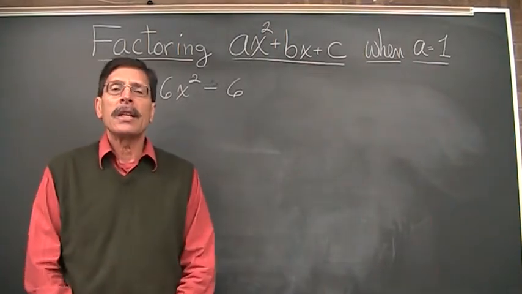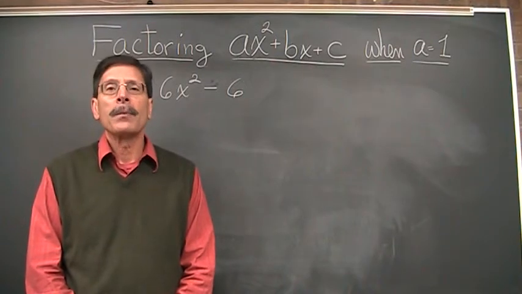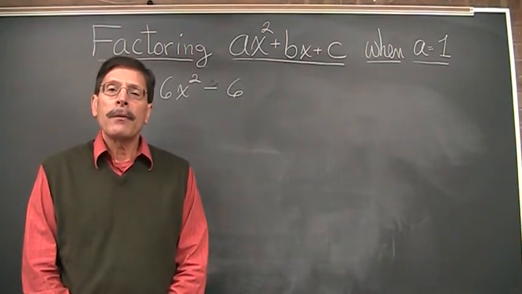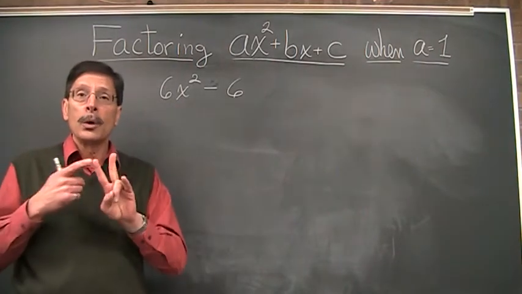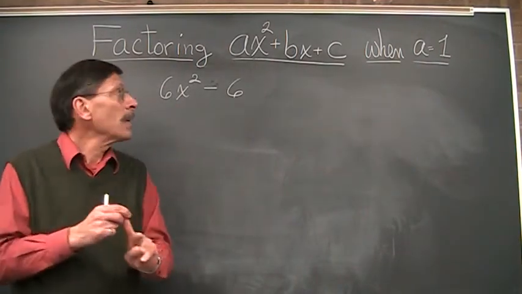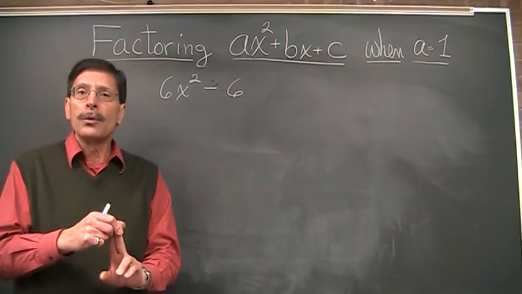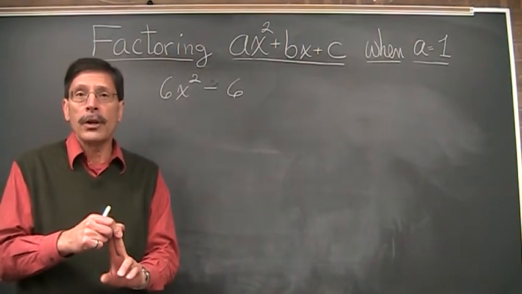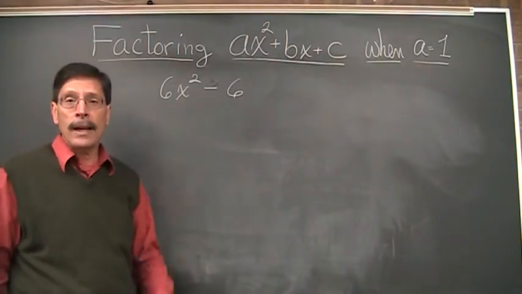We've already seen how to factor out a greatest common factor. Occasionally you're given a problem to factor that requires you to do two operations. First, factor out a greatest common factor, and second, use the reverse FOIL procedure to finish the factoring. And this is an example that falls into that category.